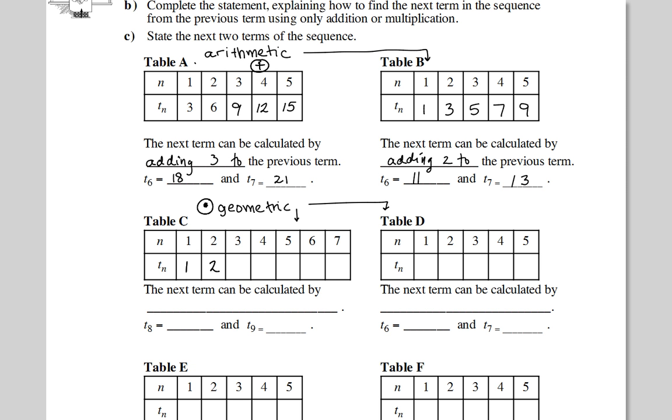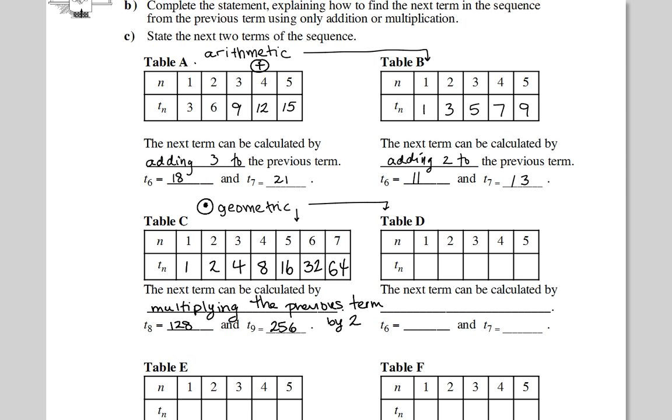So if we went 1 and then 2, how do we get from 1 to 2? We must have multiplied by 2. So the next one is 4 and then 8 and then 16. Good. And that just goes on forever, infinitely. You could do that for as long as you ever wanted to. So the next term can be calculated by multiplying the previous term by 2. So T8 would be 128, and T9 would be 256.